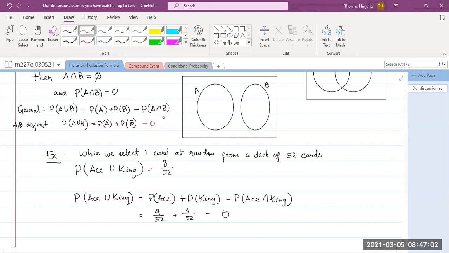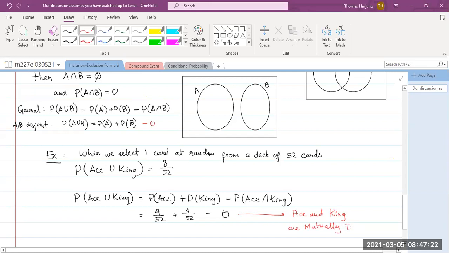Okay. In other words, what happened was ace and king are mutually exclusive or disjoint. So the probability for both of them to happen at the same time is 0. That's how we get that 8 out of 52 that fast. Okay, just count how many aces, how many kings, and then you put them together, right?